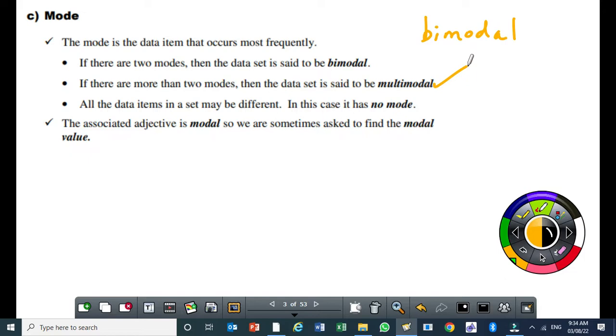When you are finding the mode, you are not calculating anything. You are just identifying which value appears most frequently. That's all. No calculation. You can't use your calculator to determine the mode, but you can use your calculator to determine the mean. You can use your calculator to determine the median.